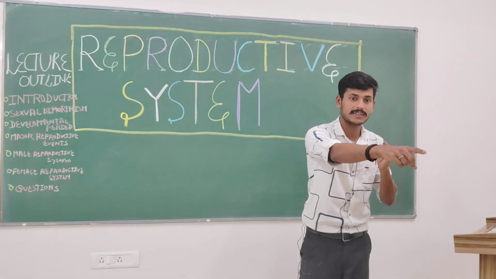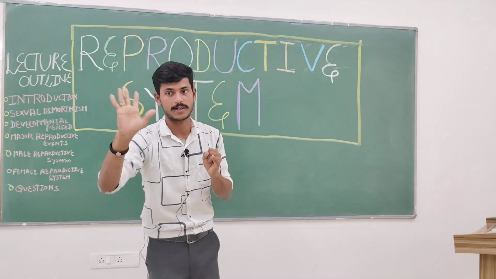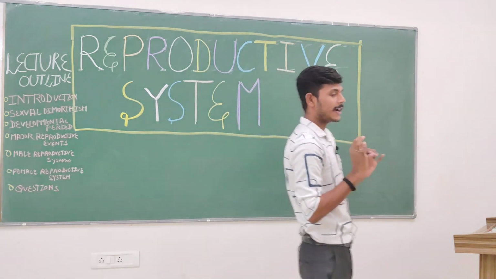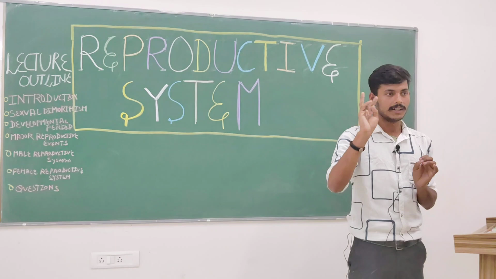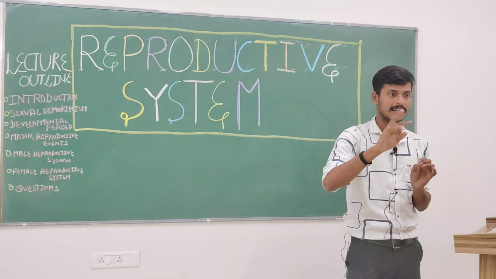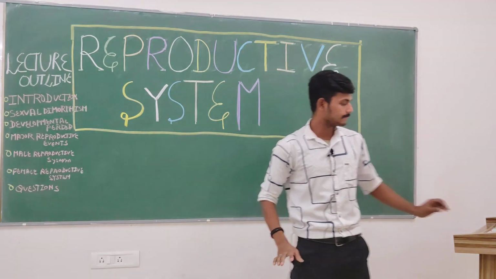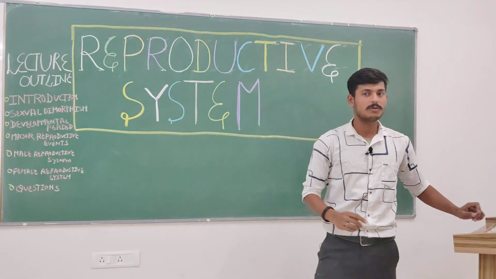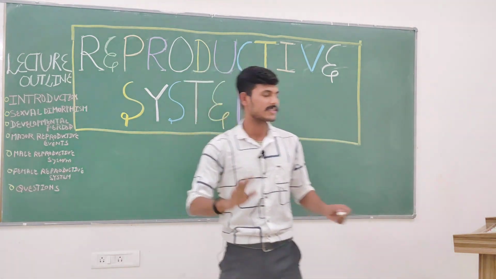Androgen is secreted by, it can be asked in MCQ, it is secreted by testes as well as adrenal cortex. Write down: androgen is secreted by testes and adrenal gland. In a small amount, the sebaceous gland in the skin also secretes it, but it's not necessary to write.